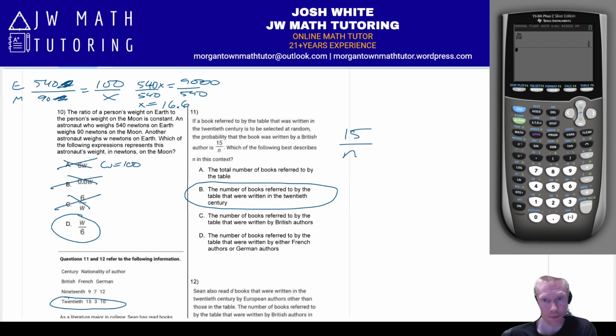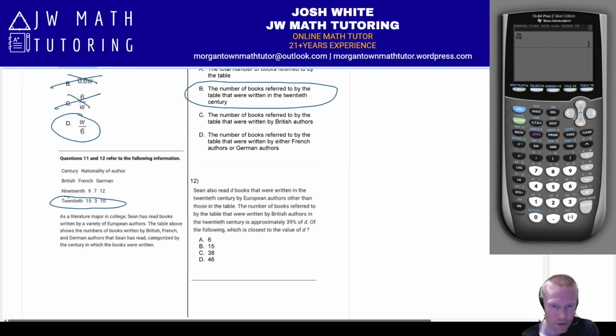Again, we want to know the probability of a British author, so that's why n represents the total number of books, not just those by British authors. That's what the 15 represents. And then again, D doesn't make any sense. It's talking about the number written by either French or German. No, we want the total number in the denominator for our probability.